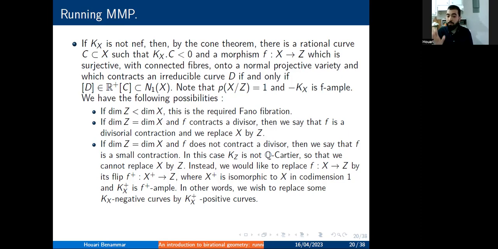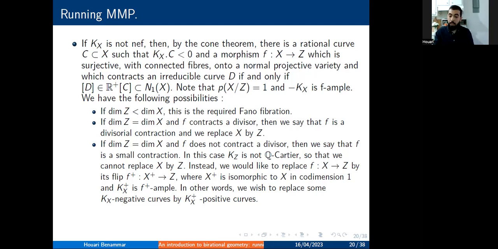And if the dimension of Z is equal to the dimension of X and f contracts a divisor, then we say that f is a divisorial contraction. This is a good contraction because the canonical divisor is Q-Cartier here, and we can take intersection theory, etc. So this is a good contraction. And if the dimension of Z is equal to the dimension of X and f does not contract a divisor, we should take a flip. And there are a lot of problems in MMP.